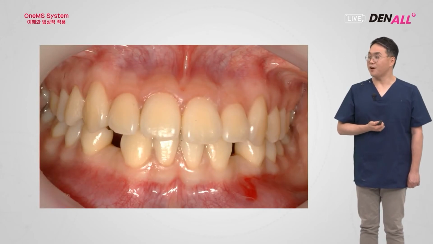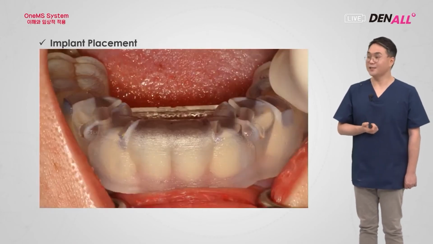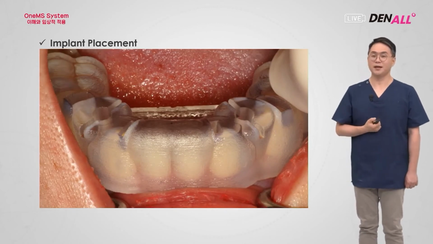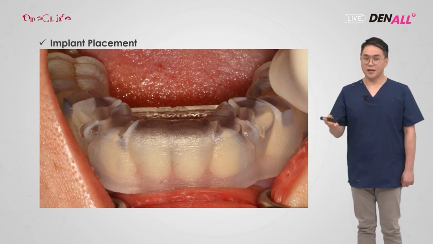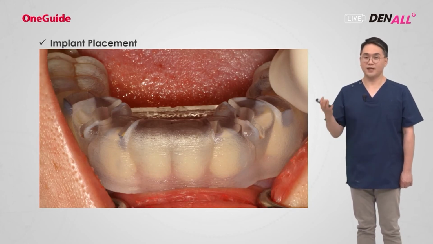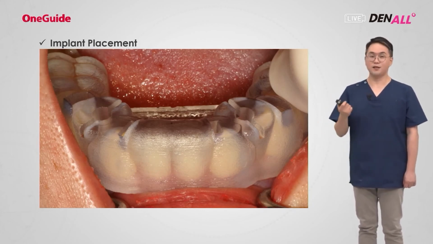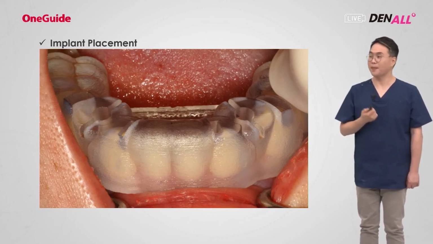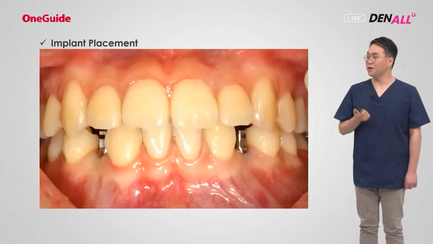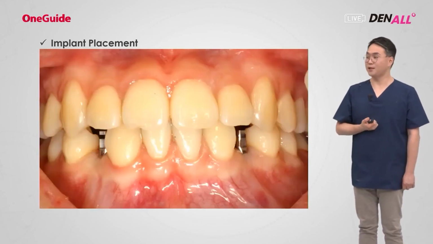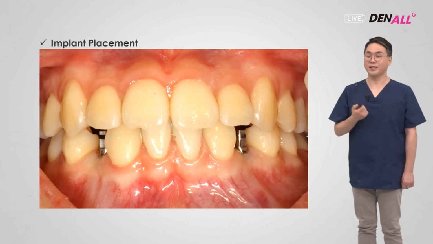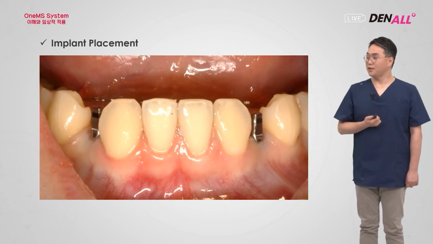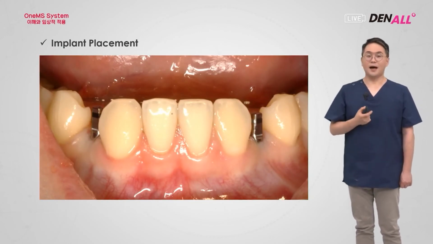So this is the front photo, and hence I decided to place an MS implant using the OneMS system kit. I took photos, took the scan, sent it to the digital center, and received this template from the center, placed it in the mouth, and placed the implant. Two implants, flapless. It went according to plan. I had good initial stability. This is the after photo.